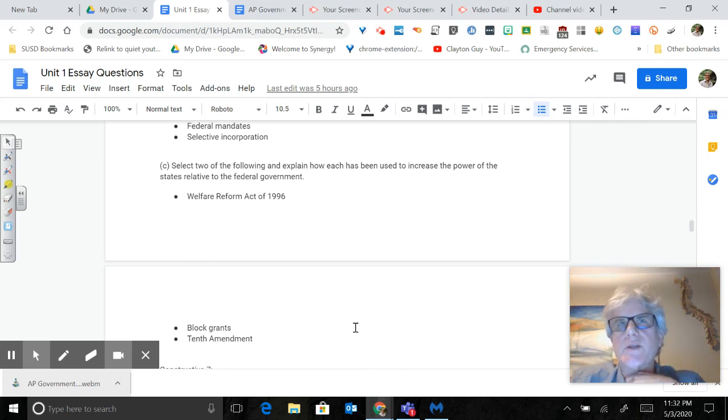Same thing with education. Education is a state area. States can make rules and regulations based on the 10th Amendment. That's their power and what they can do. They have power over the federal government in education. So only select two of these.